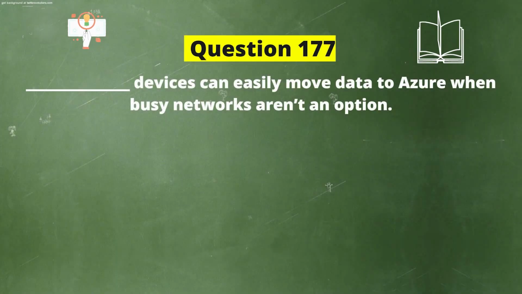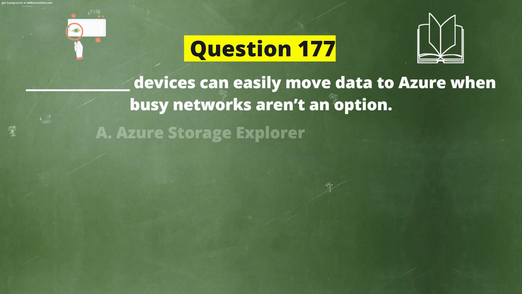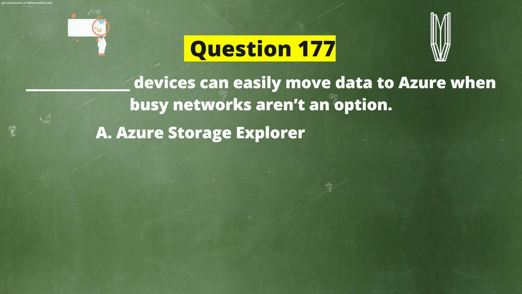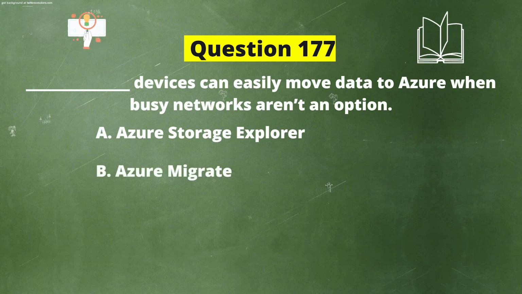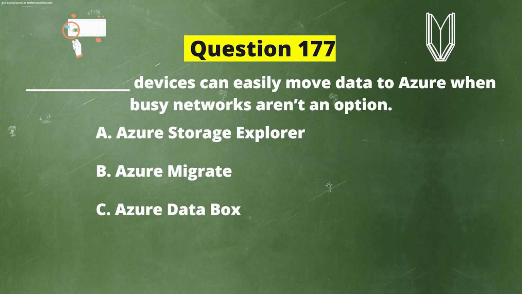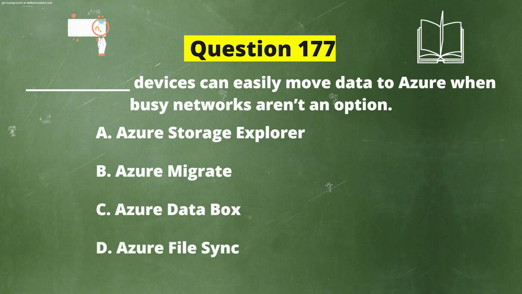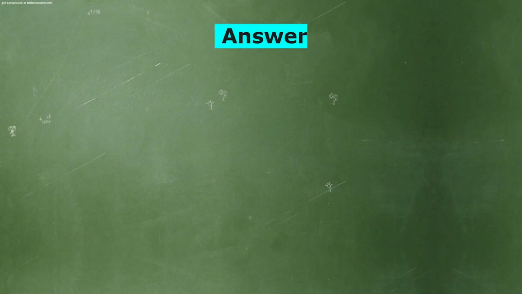Next question. Azure dash devices can easily move data to Azure when busy networks aren't an option. And the options are A. Azure Storage Explorer, B. Azure Migrate, C. Azure Data Box, D. Azure File Sync. And the correct answer is option C.